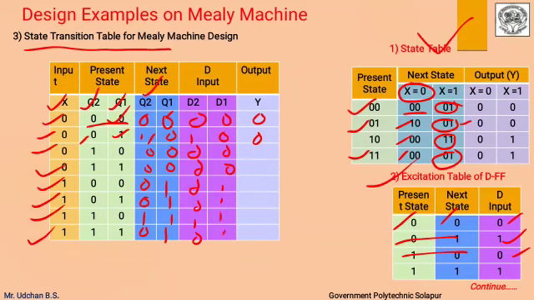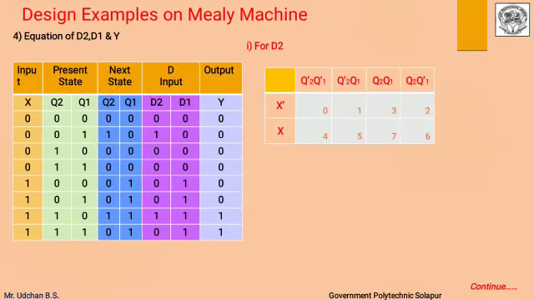So I will write now values of output. First 4 entries are for x is equal to 0. They are all 0. And next 4 entries are for the input x is equal to 1. That is 0, 0, 1, 1. This is how we can complete the state transition table for the Mealy machine. From this, we have to calculate the expressions of D2, D1 and Y.